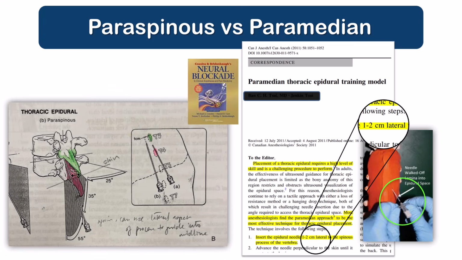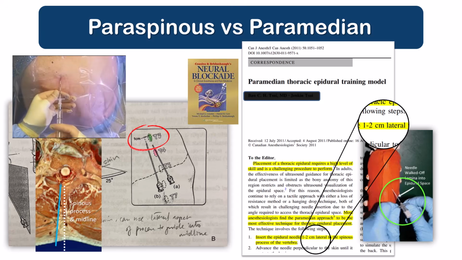Now, this is my well-worn and annotated copy of a classic regional anesthesia textbook by Cousins and Breidenbach, and you can see that they advocate starting only 1 centimeter lateral to the spinous process. The authors specifically use the term paraspinous to emphasize that the needle just needs to slide in alongside the spinous process to reach the interlaminar space and vertebral canal.